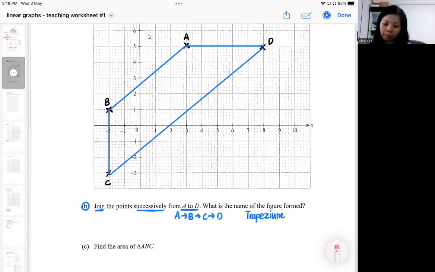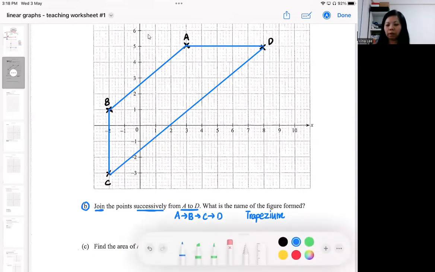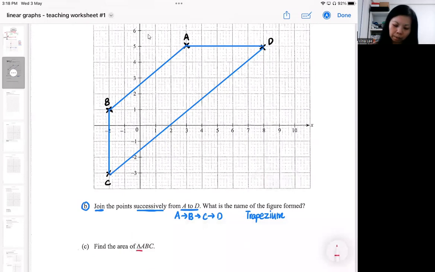Okay, the next part, I'm supposed to find the area. Some students will find this very difficult to understand. So first of all, there is a triangle ABC.